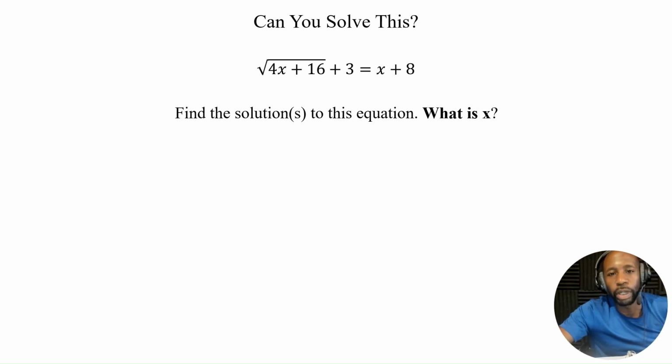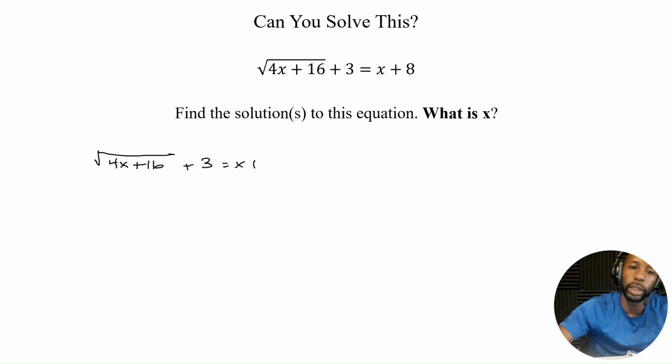We have the following equation: square root of 4x plus 16, plus 3, equals x plus 8. And we're asked to find a solution or solutions to this equation. What is x? All right, so let's rewrite it first of all. Square root of 4x plus 16 plus 3 equals x plus 8.